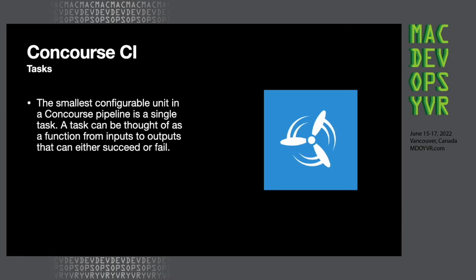So tasks. Tasks are the smallest configurable unit in a Concourse pipeline. A task can be thought of as a function that takes inputs, puts things out, and will either succeed or it will fail.